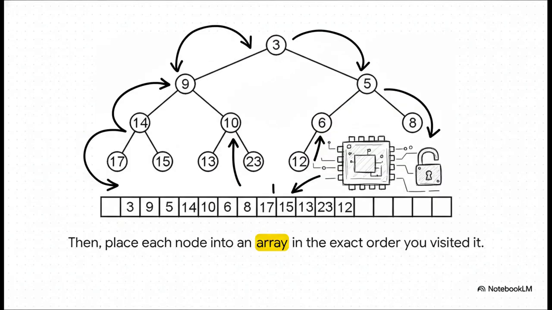And as you visit each one of those nodes in that super specific order, you just pop its value into the next available slot in your list. And boom, just like that, our complex branching tree is now a simple, flat array. But this isn't just about saving it. The real magic is what this lets us do next.